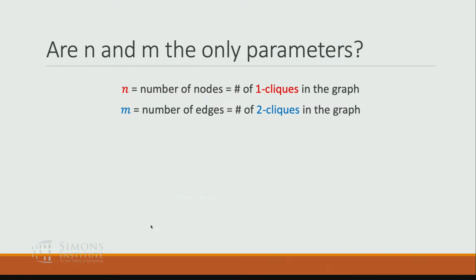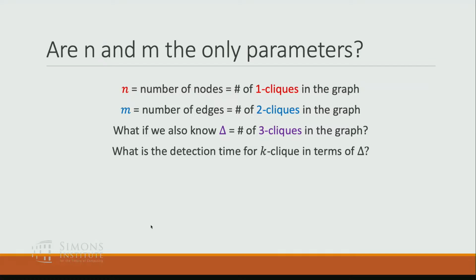Okay. And so far we have been expressing the running time in terms of n and m, which happen to be the number of 1-cliques and 2-cliques in the graph. So it's also natural to ask, what if we also know the number of 3-cliques, triangles, in the graph, which we denote by delta? And if we know that the number of triangles is small, can we design a faster algorithm to list k-cliques for k greater than 3? If we can do this, then we can follow the following framework to design faster algorithms.